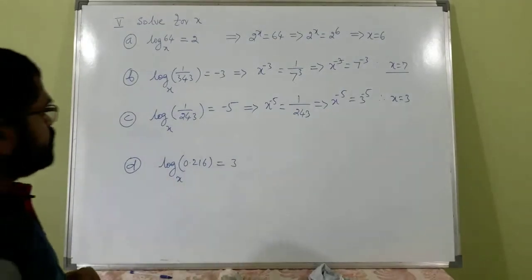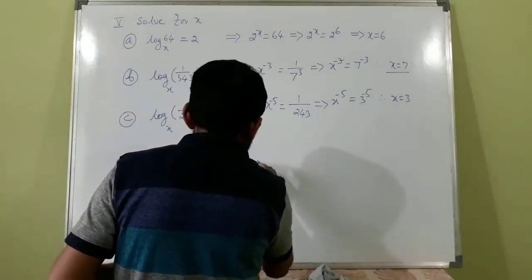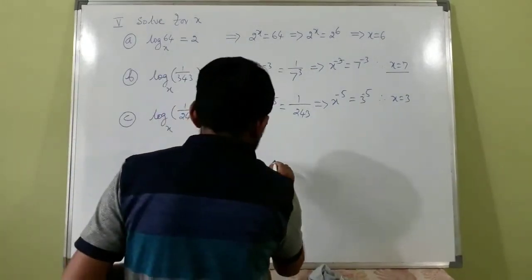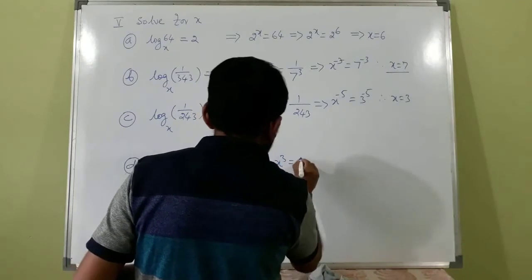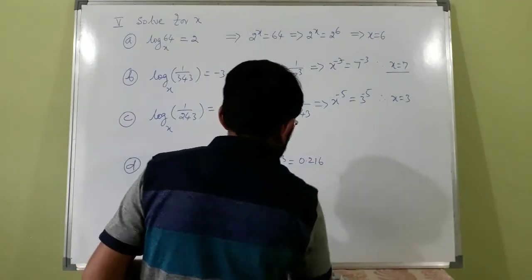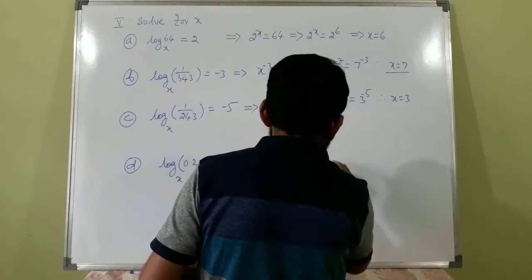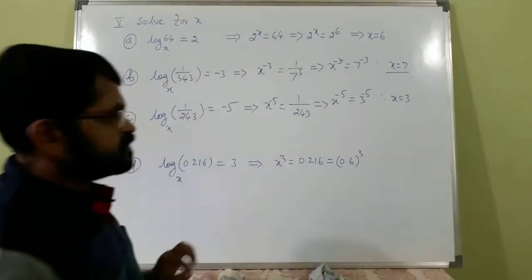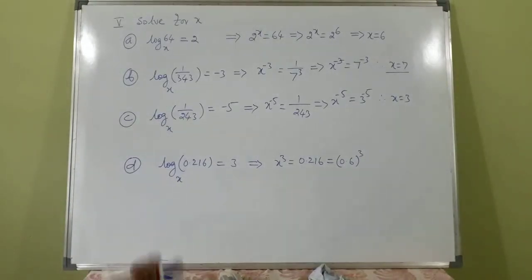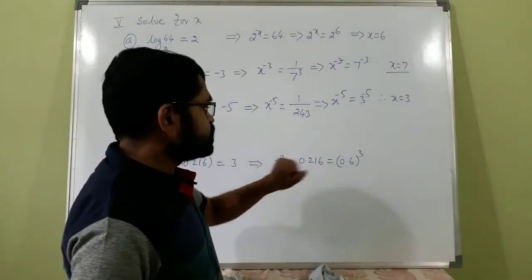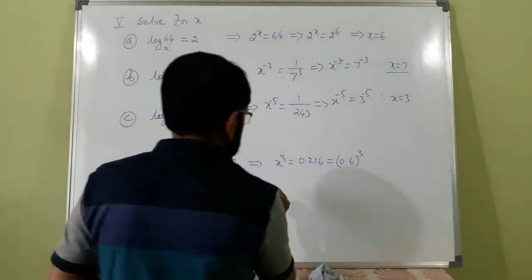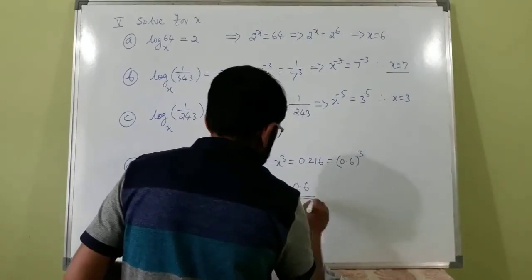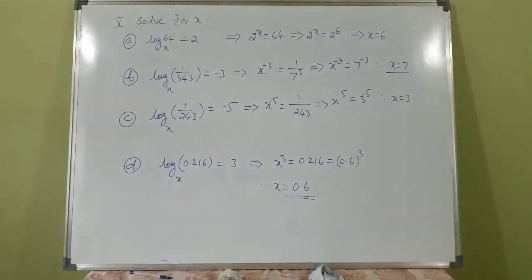Similarly, last one, log of 0.216 to the base x is equal to 3. So x cubed is 0.216. 0.216 is nothing but 0.6 to the power 3. 0.6 into 0.6 is 0.36, into 0.6 is 0.216. Therefore, x is equal to 0.6 here.